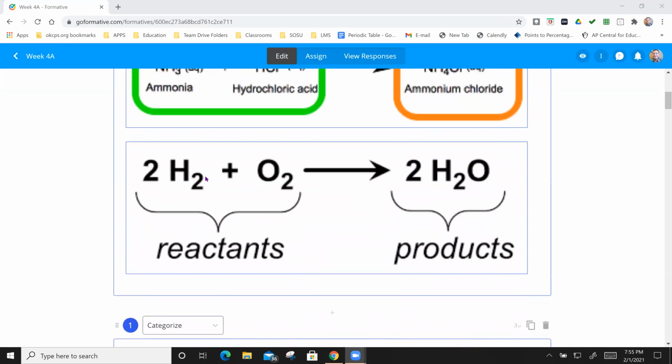Here is another example. Here we have hydrogen and we have oxygen, and these are reacting together and they form water. Okay, and so that's all you have there.